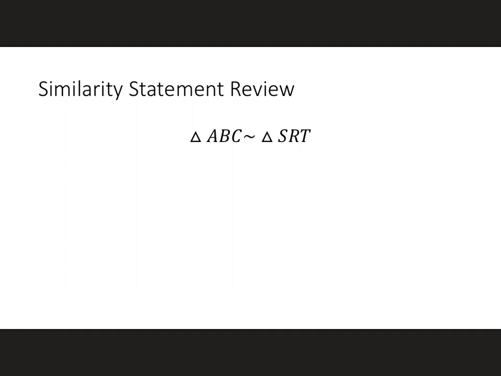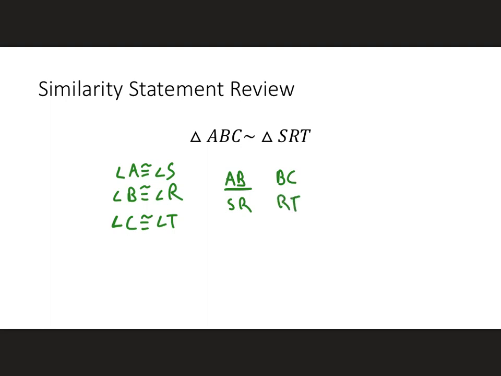For example, we know that angle A is congruent to angle S, angle B is congruent to angle R, and angle C is congruent to angle T. We also know that we can make ratios that compare the sides of the two triangles. For example, AB over SR, BC over RT, and AC over ST.